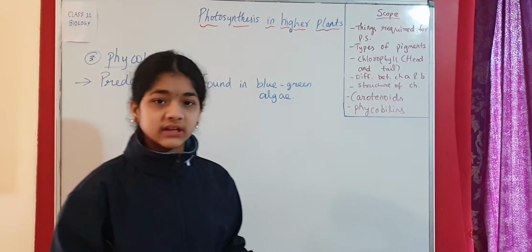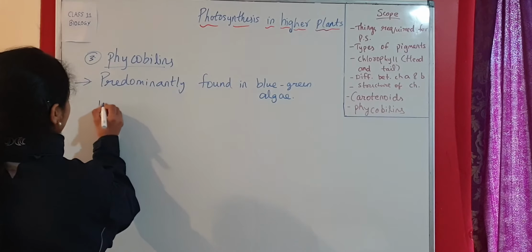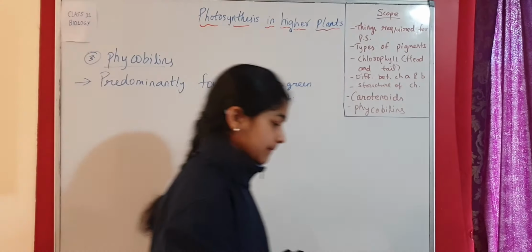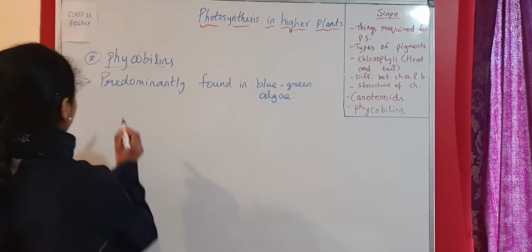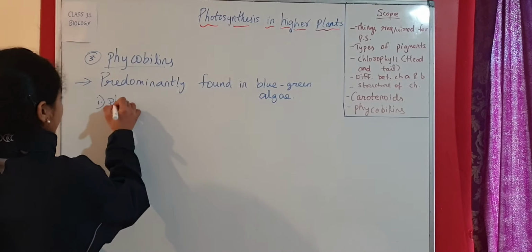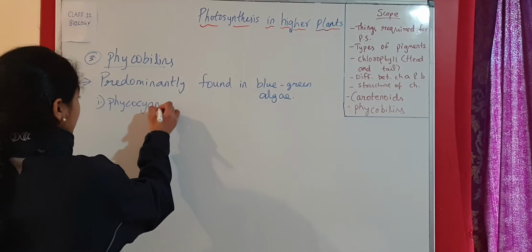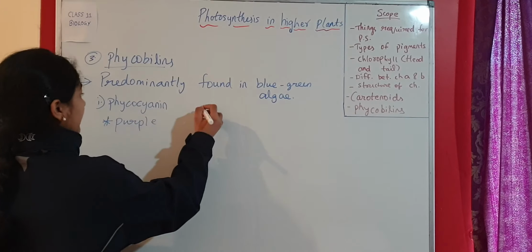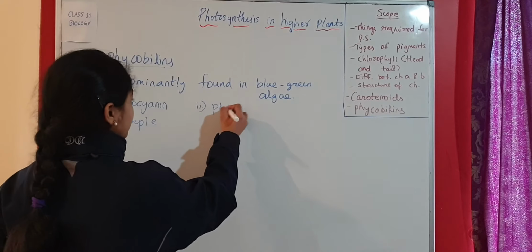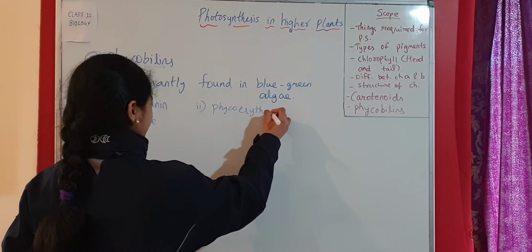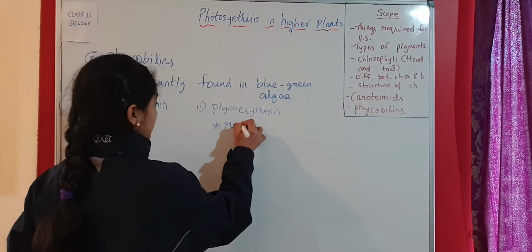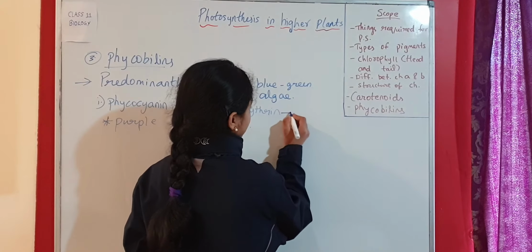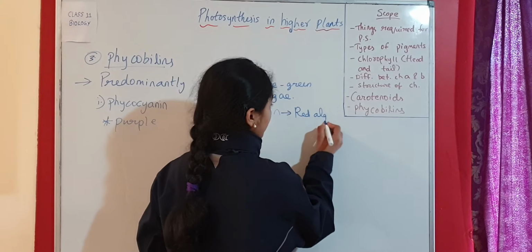The next thing, the types of phycobilins. The first one is phycocyanin, and phycocyanin is purple in color. And the second one, which is called phycoerythrin, is red in color. Now phycoerythrin is found in red algae. So it is found in red algae or Rhodophyceae.